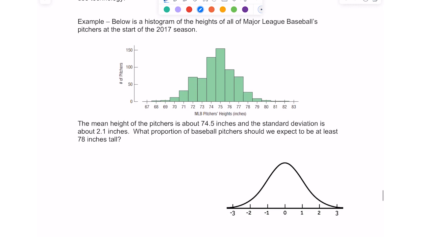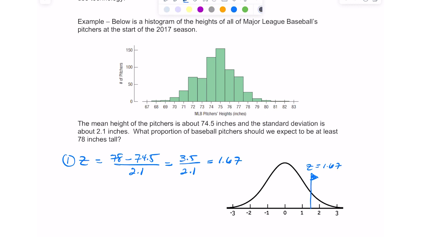So the first thing I need to do is find the z-score for the pitcher that's 78 inches tall. I'm just going to subtract 78 minus the mean, 74.5, and divide by the standard deviation, 2.1. When I subtract the numerator, I get 3.5 divided by 2.1. So that gives me a z-score of 1.67. So that's not exactly 1, right? So I can't use my 68, 95, 99.7 rule. So I'm right about maybe here. Okay, that's where that pitcher would stand in comparison to everyone else.